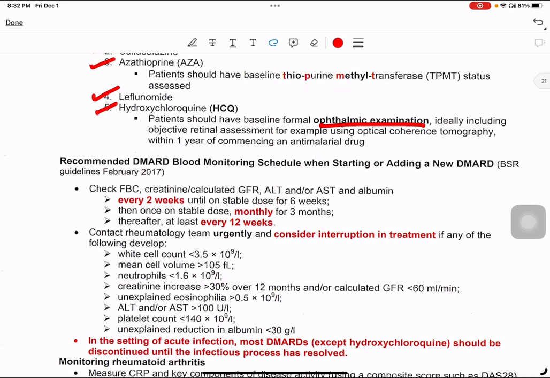The patient should be managed by a rheumatologist if they develop leukopenia, or neutropenia, or kidney function is increased by 30%, or eosinophilia, or ALT or AST more than 100 units, or thrombocytopenia, or hypoalbuminemia. So if the patient develops leukopenia, neutropenia, eosinophilia, thrombocytopenia, abnormal liver function, or abnormal kidney function, this should be managed by a rheumatologist.